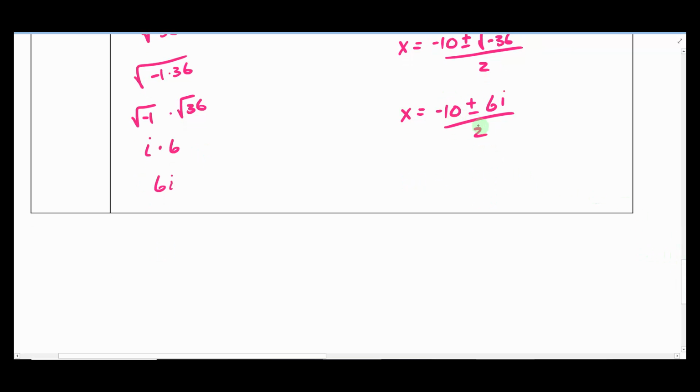One last thing, if we end up with a fraction like this where we have both of these numbers in the top divisible by the number in the bottom, go ahead and divide them. Both numbers. So negative 10 divided by 2 is negative 5, plus or minus 6 divided by 2, which is 3i. And then in your open math, you're going to write your answers like this. We're going to say negative 5 plus 3i, comma, then negative 5 minus 3i. And there you go.